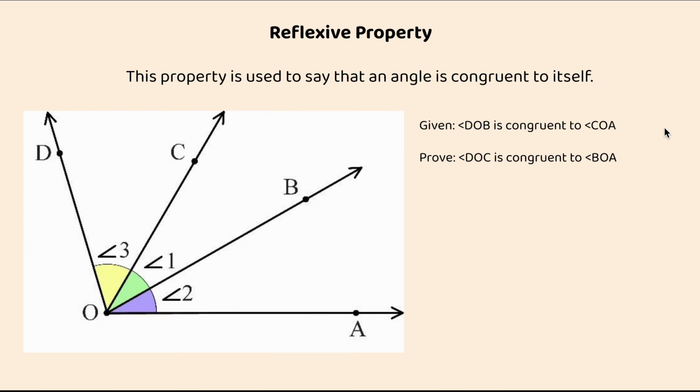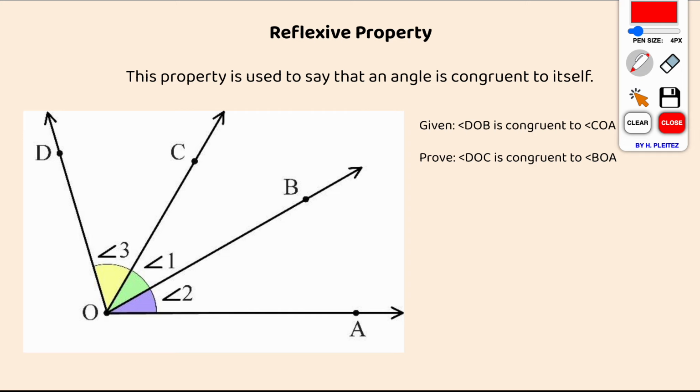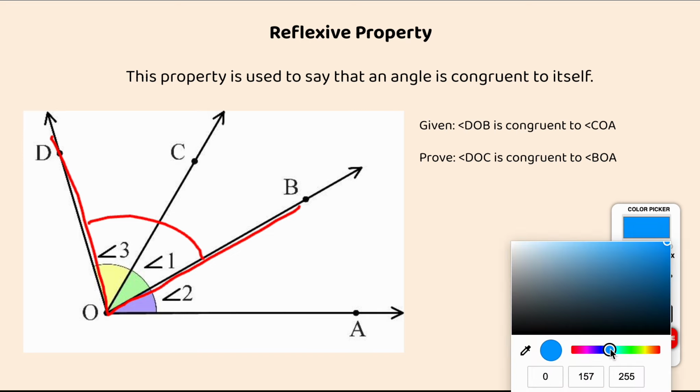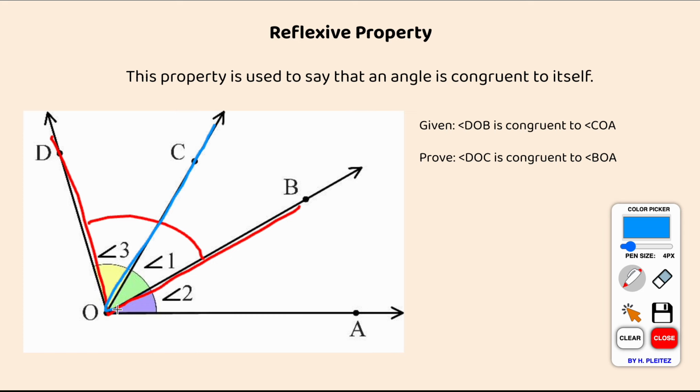All right, now reflexive property is something we did for segments, we can also do it for angles too. So this property is used to say that an angle is congruent to itself. So again, you're using reflexive property if you have an angle or a segment or any piece that is shared. So for example, we're given that angle DOB, which is this entire angle here, we'll do that in red. We're given that DOB is congruent to COA, which we'll do in blue.